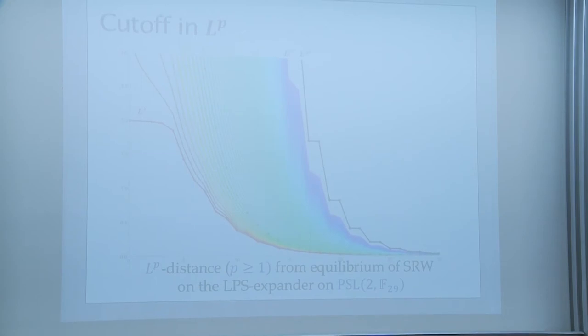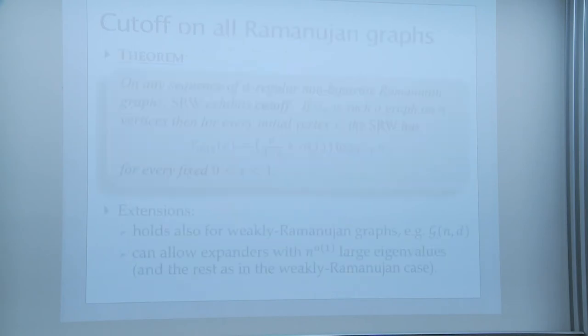This is a simulation of the LP distance on one family of Ramanujan graphs, showing how it decays. As you can see, you have L1, and then much farther L2, and so on. All of them take longer and longer to mix, and L infinity is to the far right.